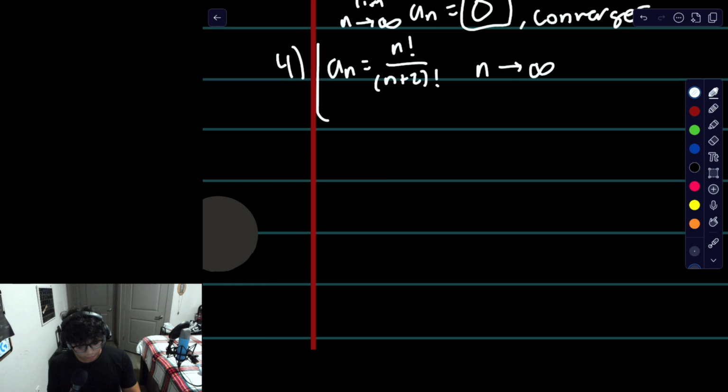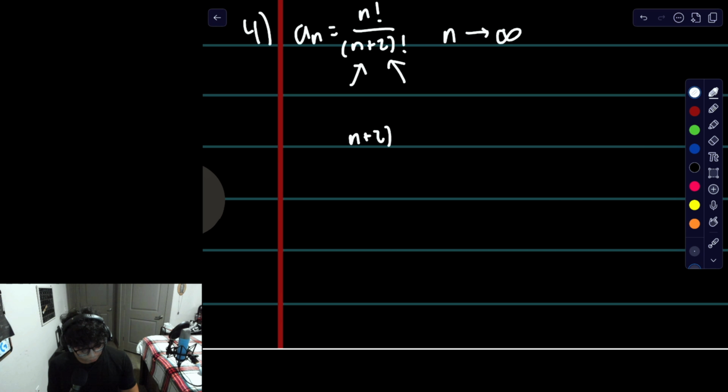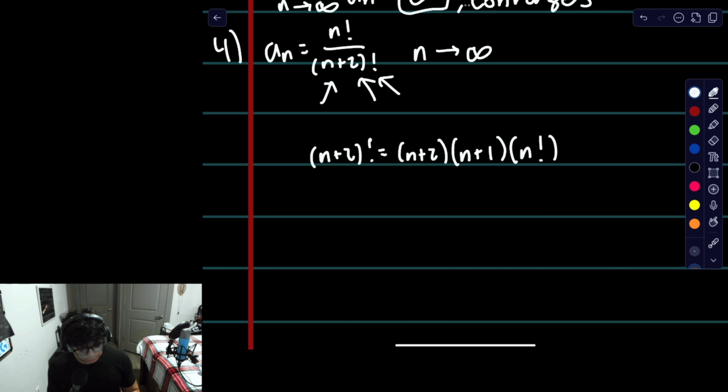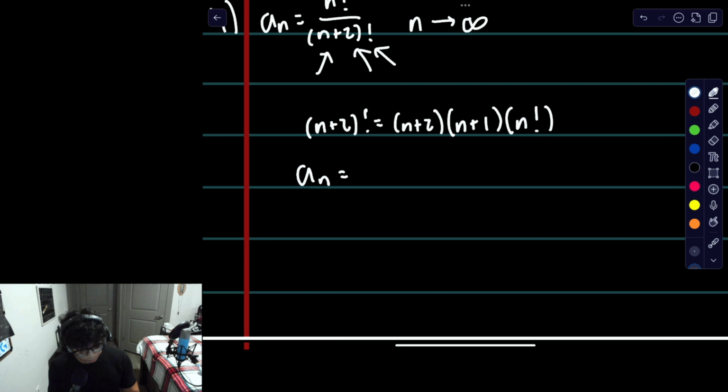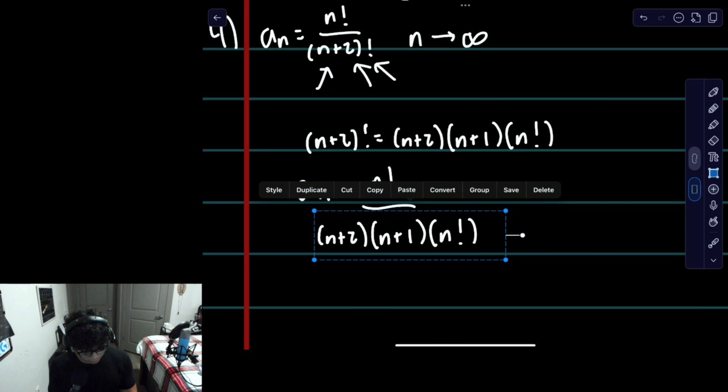Now what's our goal here? Our goal is to try to simplify these factorials so they can cancel out. So we can mainly tamper with our denominator over here, where n plus 2 factorial just equals n plus 2. And again, remember we're subtracting 1 from the whole number. So it's going to be times n plus 1 and then times n factorial. Now if we just substitute that into our denominator here, our a of n equals n factorial over n plus 2 times n plus 1 times n factorial.